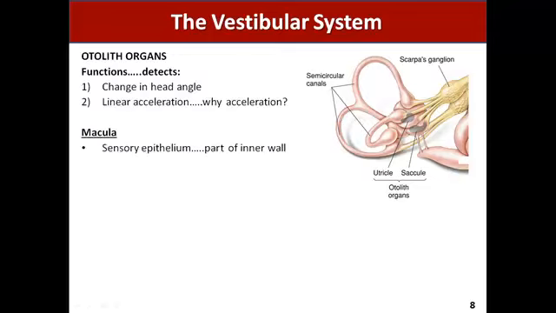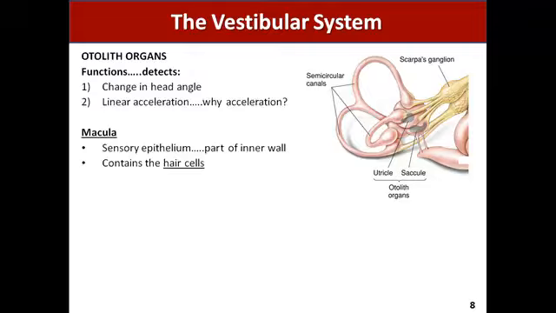The inner part of the walls of the semicircular canals as well as the otolith organs are made up of a macula, which is a sensory epithelium, and this is the structure that contains the hair cells, and the hair cells can be described as the functional unit of the vestibular system.